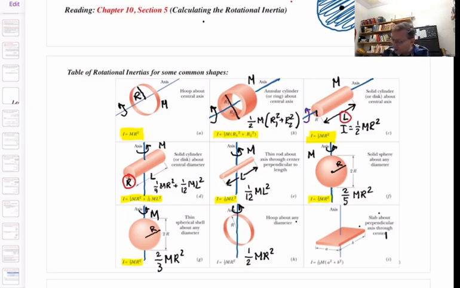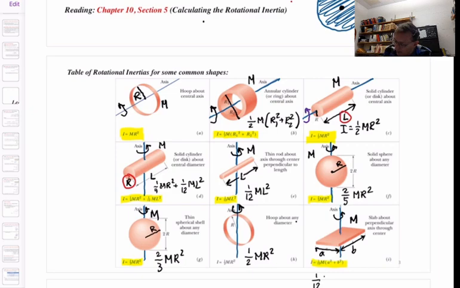The last shape will come up every once in a while. It's kind of the shape of a book. Our text calls it a slab. It's a rectangle. It's got some total mass m. It's got a width a and a length b. And the axis of rotation is perpendicular to it, going through its center, and that's what it's rotating about. What's the rotational inertia of that? It's written down here. I'll write it out.